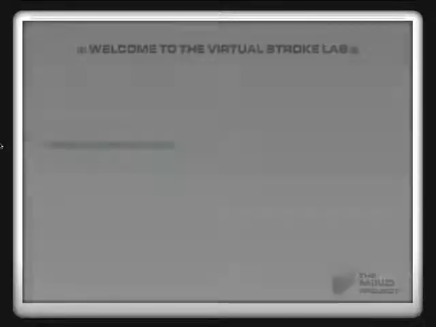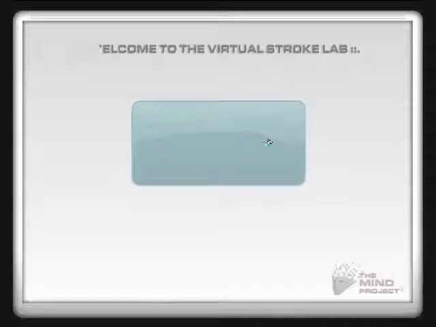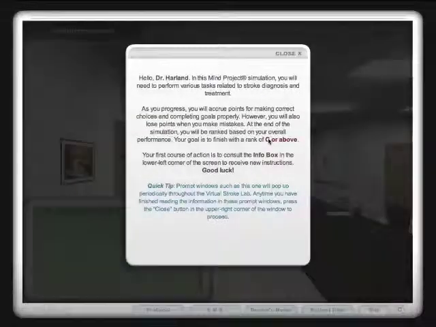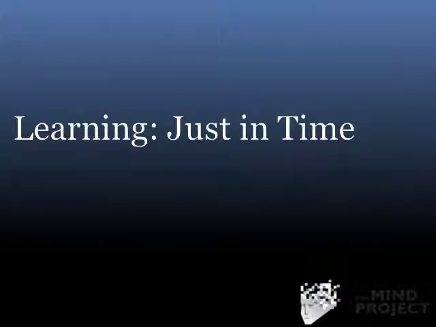The Virtual Stroke Lab was designed to provide a fun and engaging way for students to learn about strokes by experiencing diagnostic medicine from the perspective of a radiologist. Because students read factual information only when they need to make a decision regarding their patient, they learn a lot about the health and science facts in context with a problem they must solve. This learning is just in time instead of memorizing facts that may or may not be helpful later.